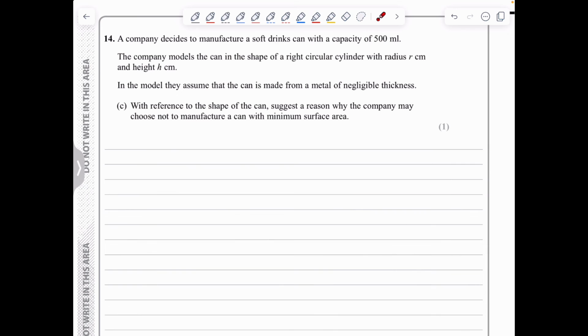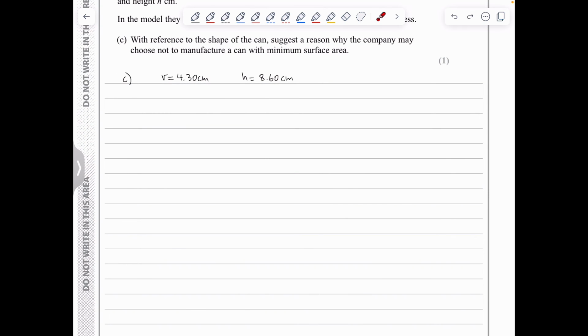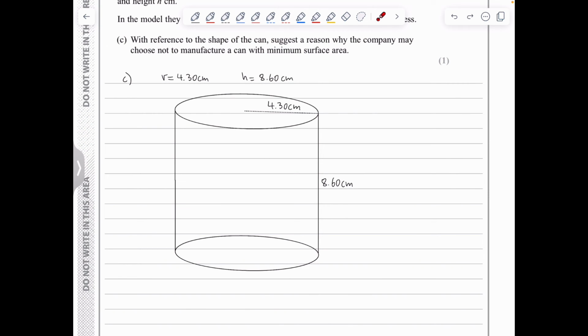In part C, we are asked with reference to the shape of the cone to suggest the reason why the company may choose not to manufacture a cone with minimum surface area. So what we have found is that to achieve a minimum surface area, we want R to be 4.30 and H to be 8.60. Notice that the height turns out to be exactly double the radius. So essentially we're looking at a cone having its diameter being exactly the same as the height. So it's going to look something like this.